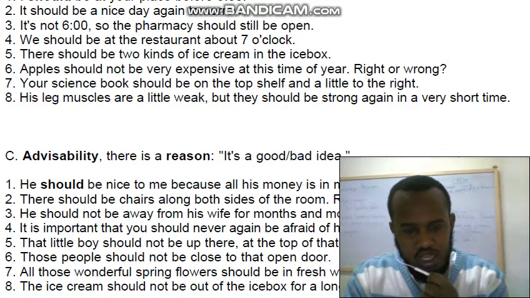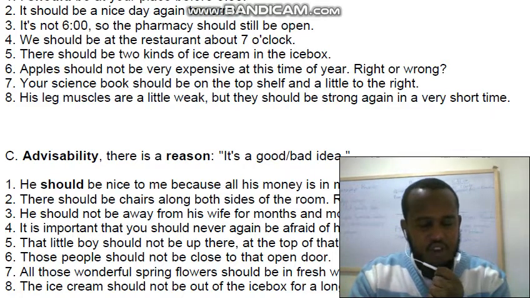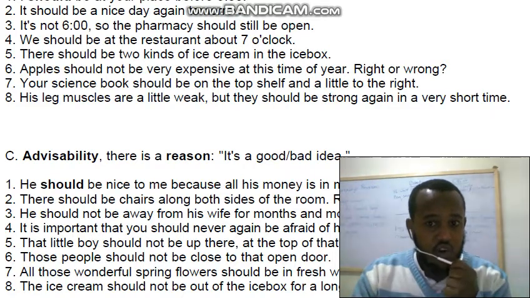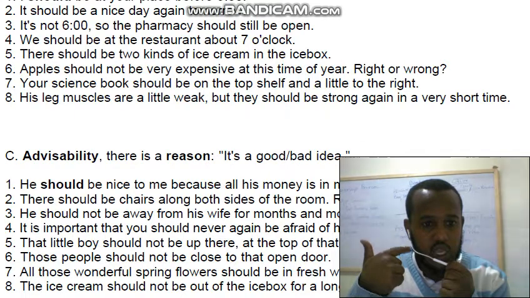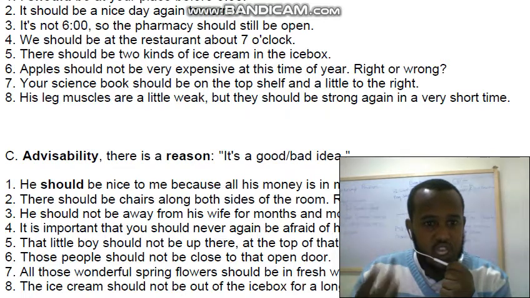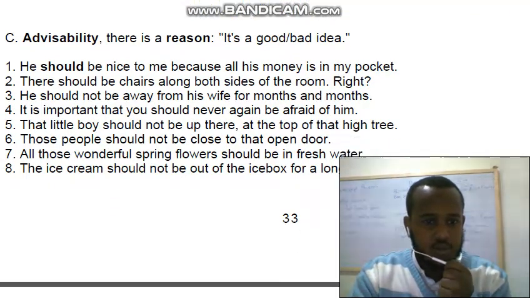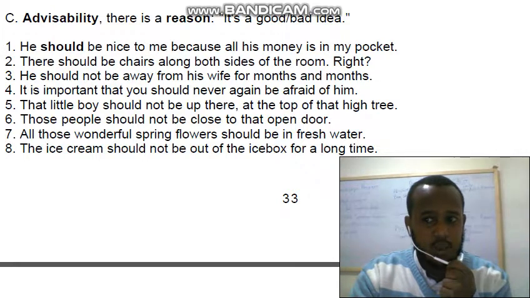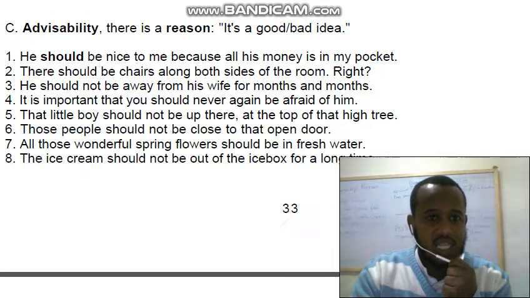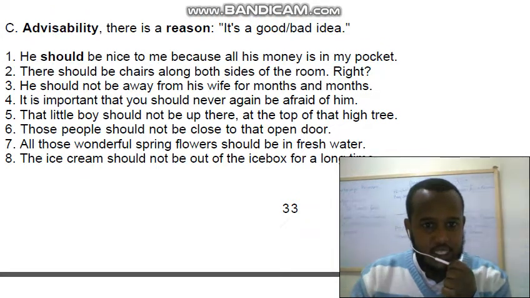So we've gone through that they're an expectation. The first one that we did was that we know that they are a requirement, or they could be an obligation, or they could be a duty. And the other example that they could be is an expectation. So now we go to the third example of what it could be. The third example is that it's an advisability.